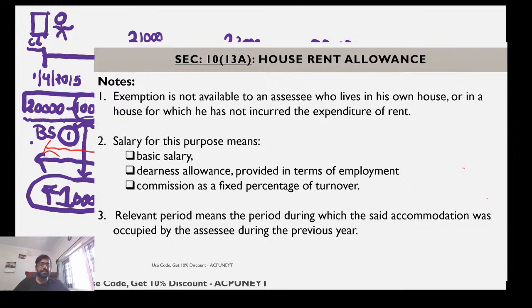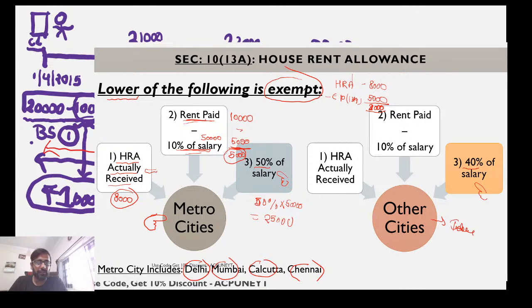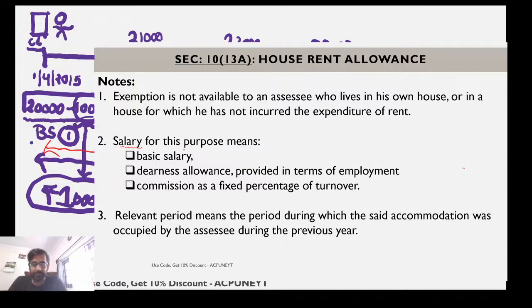Here, salary means we have to learn the definition of salary, because we have seen it includes 50% of salary, 10% of salary. Salary means basic salary plus DA and allowances provided in terms of employment, and retirement benefit percentage you have to include. Should commission also be taken? Yes, absolutely, you have to take commission as a fixed percentage of turnover. This is how you have to solve this question.